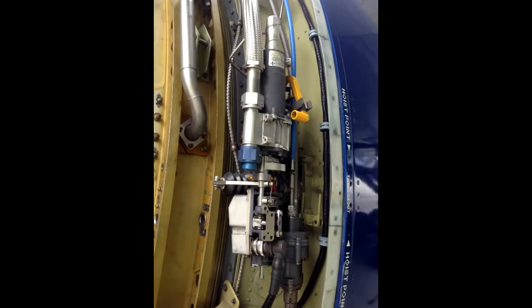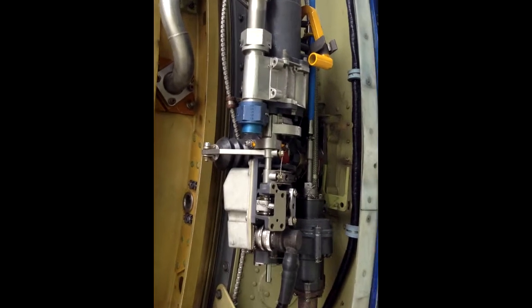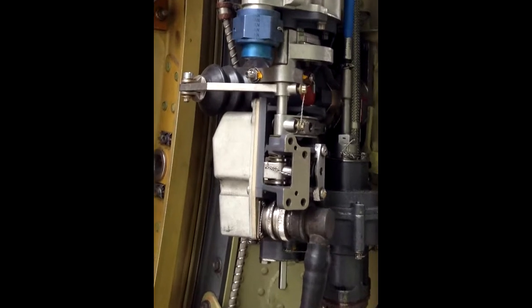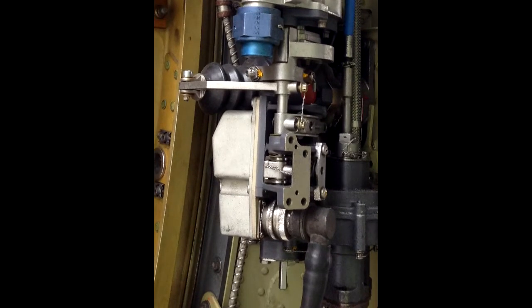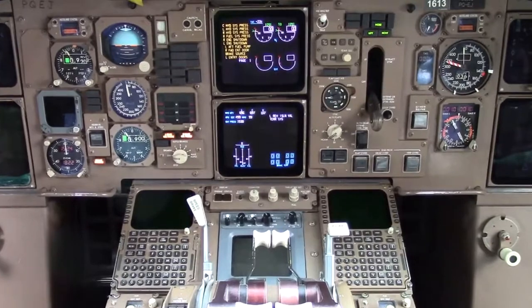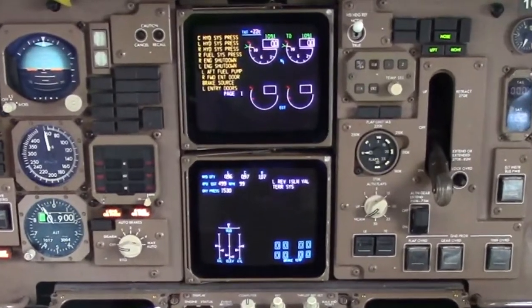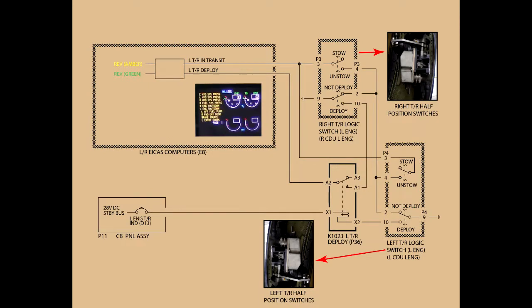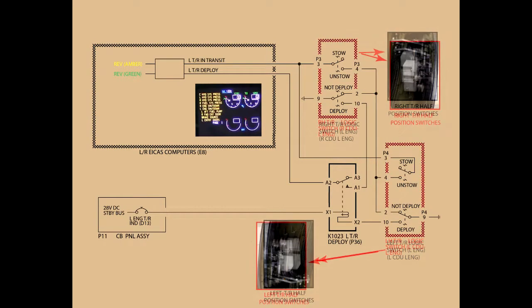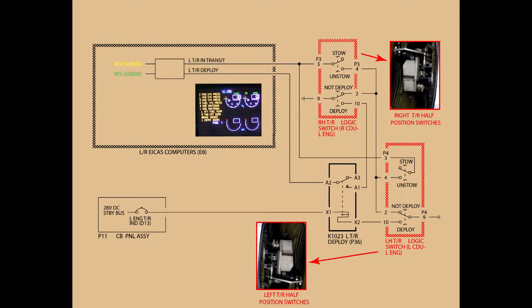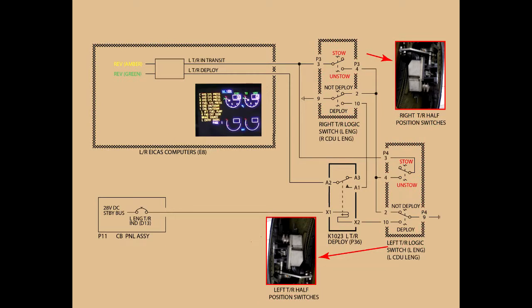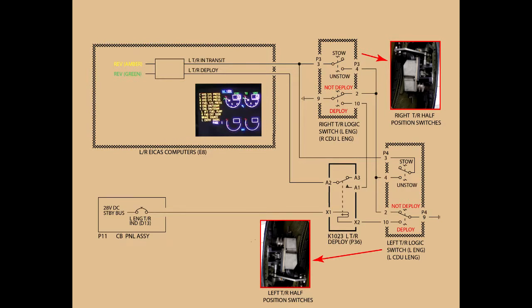The position indication system consists of position switches that are mounted on each CDU, a deploy relay, ICAS computers and display, and the thrust reverser relay module. In this schematic, we're showing you two CDU position switch modules, left and right. These are also called thrust reverser logic switches. In this switch module, one of them, we have two switches, stow and unstow, not deploy and deploy.